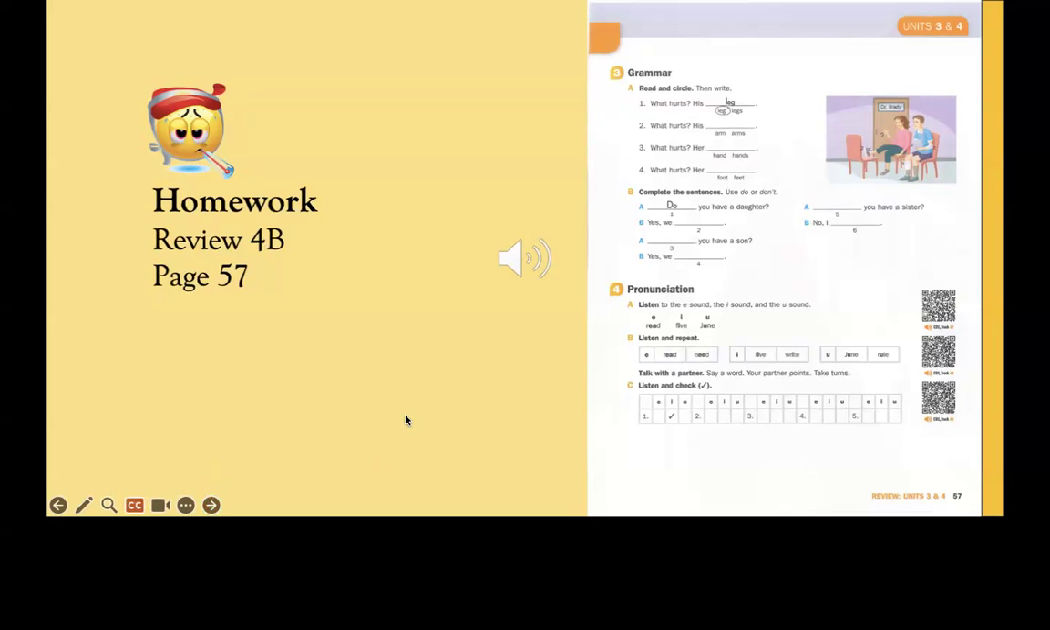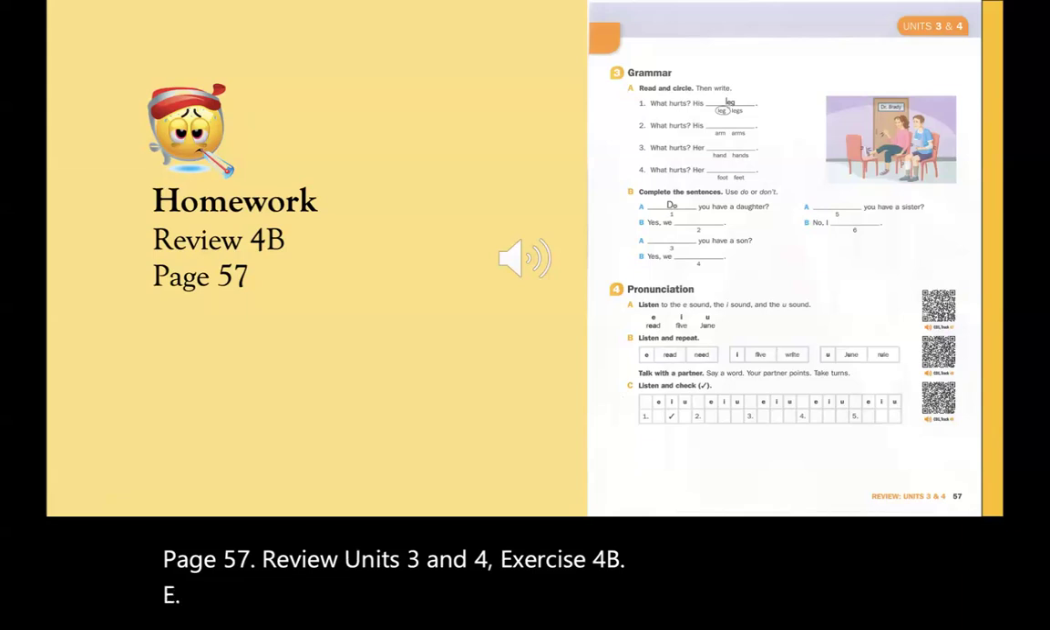Page 57. Review units 3 and 4. Exercise 4B. Listen and read.